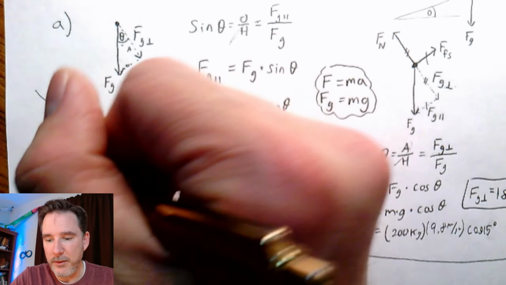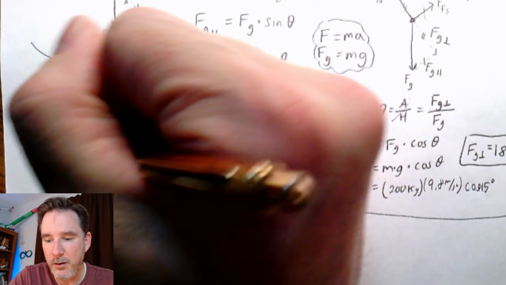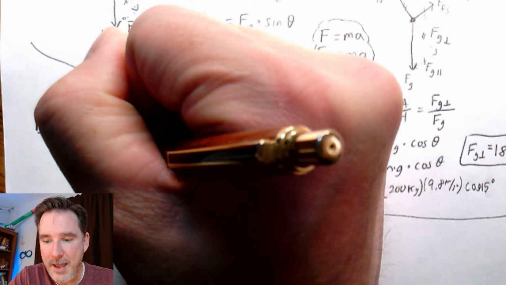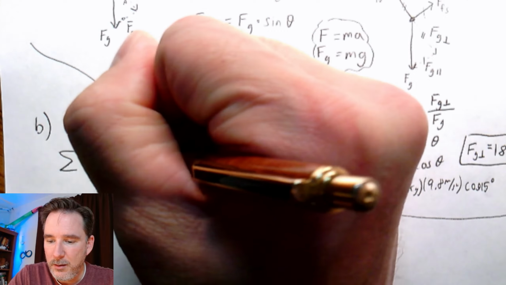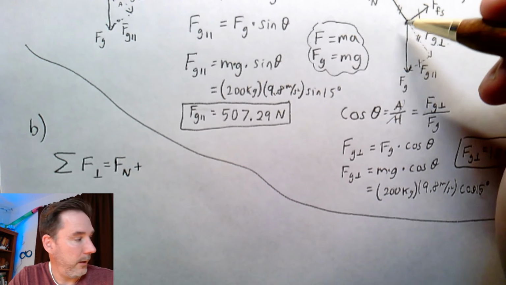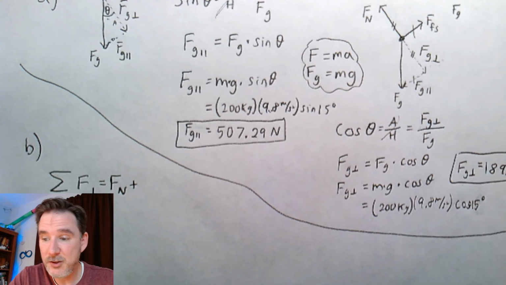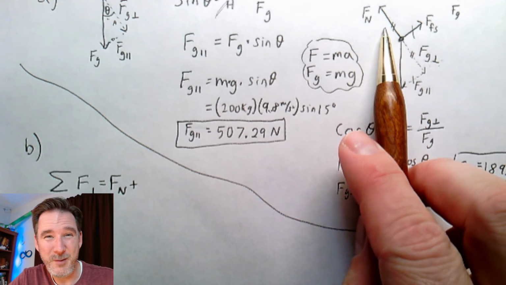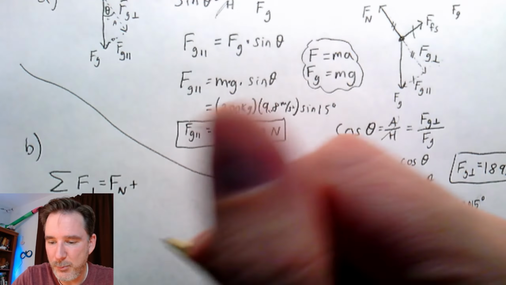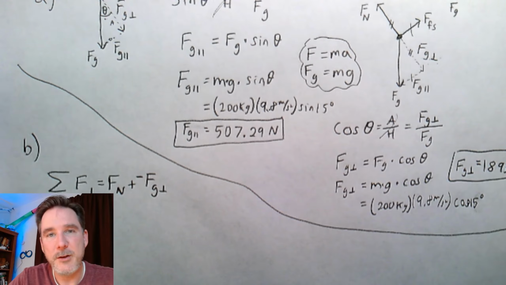The sum of, now this little symbol here means the sum of all the forces in the perpendicular direction. What do we have? We have basically the normal force plus, and if we look at our little diagram, the force of gravity in the perpendicular direction. It's in the opposite direction. The force of normal is sort of pointing up-ish. This one is sort of pointing down-ish. It's gravity, so it feels like it should be pointing down. So this is going to be a negative force of gravity in the perpendicular direction.